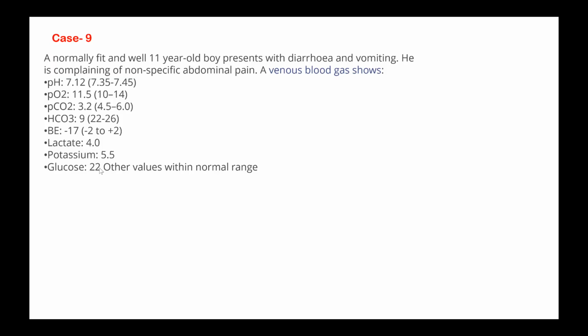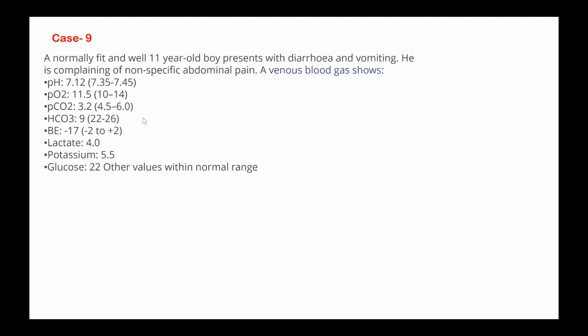Glucose is 22 millimoles. It is high, more than 14. The unit here is not milligrams, but in the Western system it is usually millimoles. So 22 into 18 is almost 400. 20 into 18 is 360, another 36, so 396 is the glucose in milligrams.